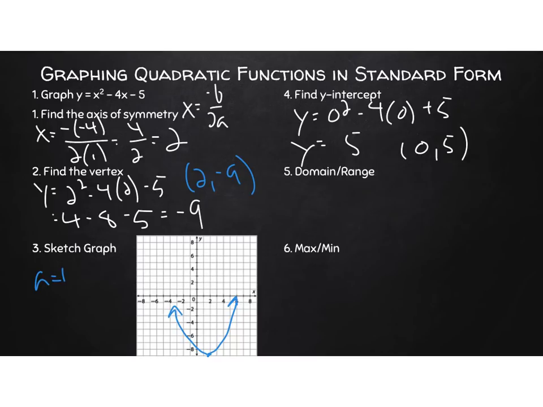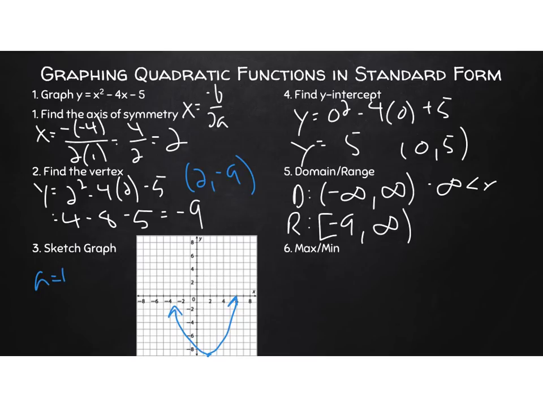Then our domain is all possible x values. So again, we are from negative infinity to positive infinity, since there's no restrictions on that. And then our range goes from negative 9 to positive infinity. Remember, you can also write this as negative infinity less than x less than positive infinity, and then y is greater than or equal to negative 9.